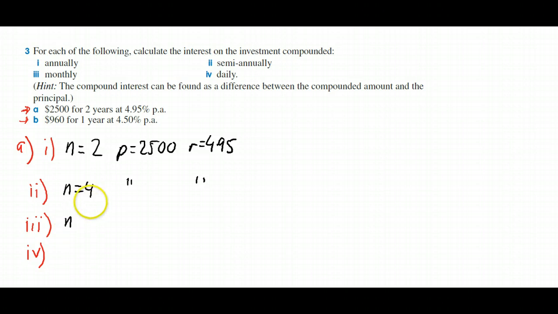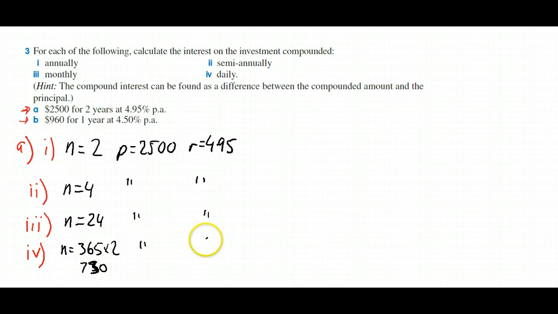In the third one, because it's monthly for 2 years, it's going to be 24, 12 months in each year. And for the last one, daily, it's going to be 365 times 2, which is, what's that going to be? 730.